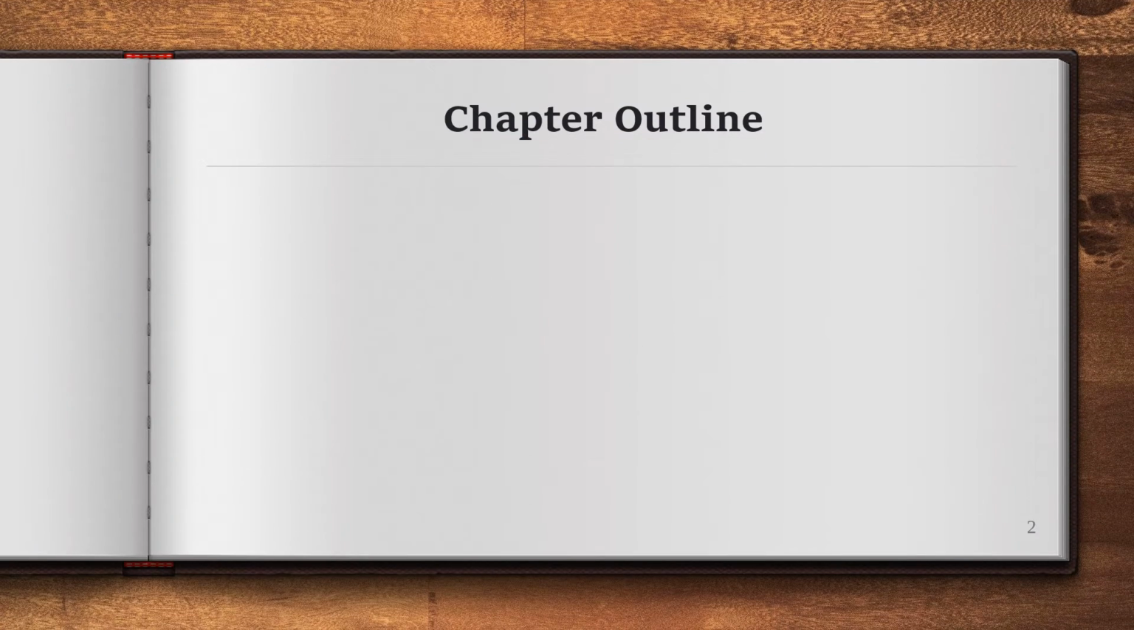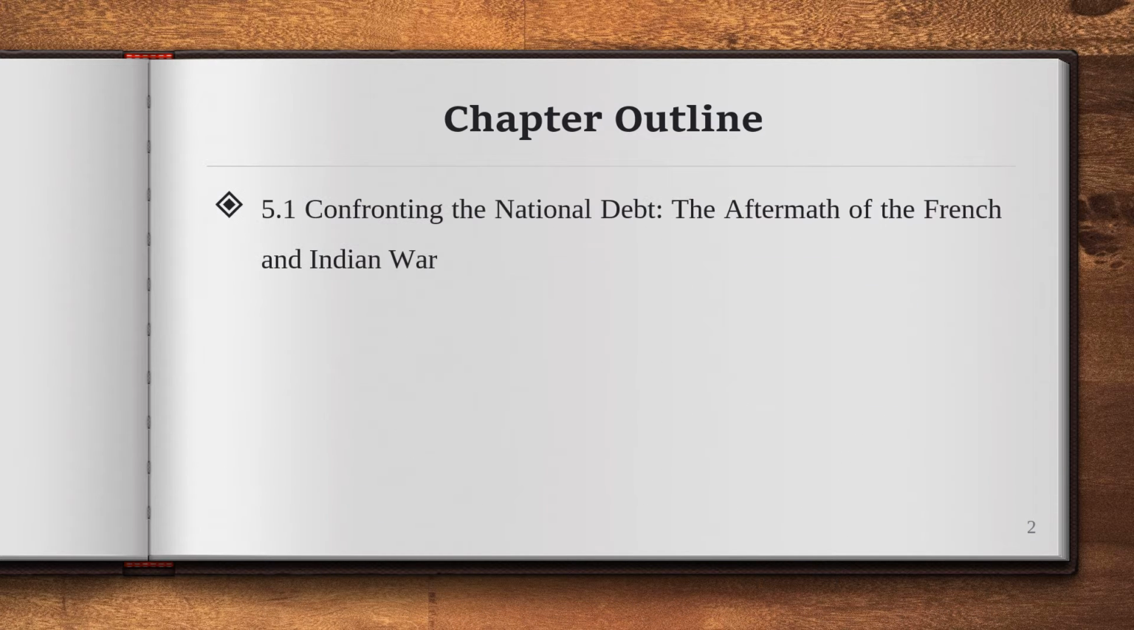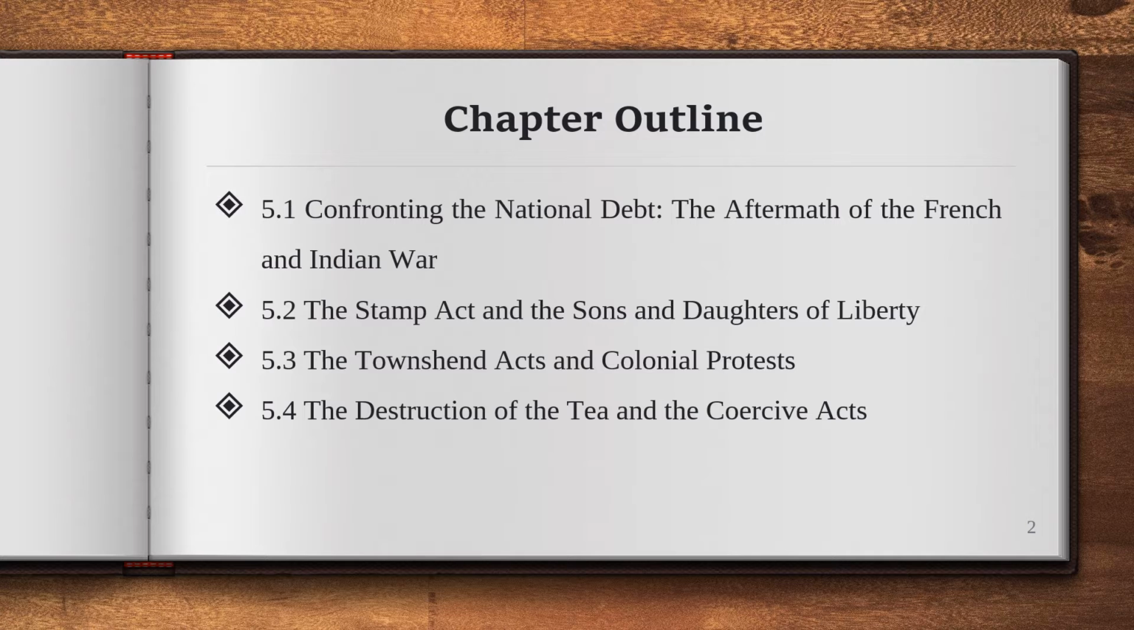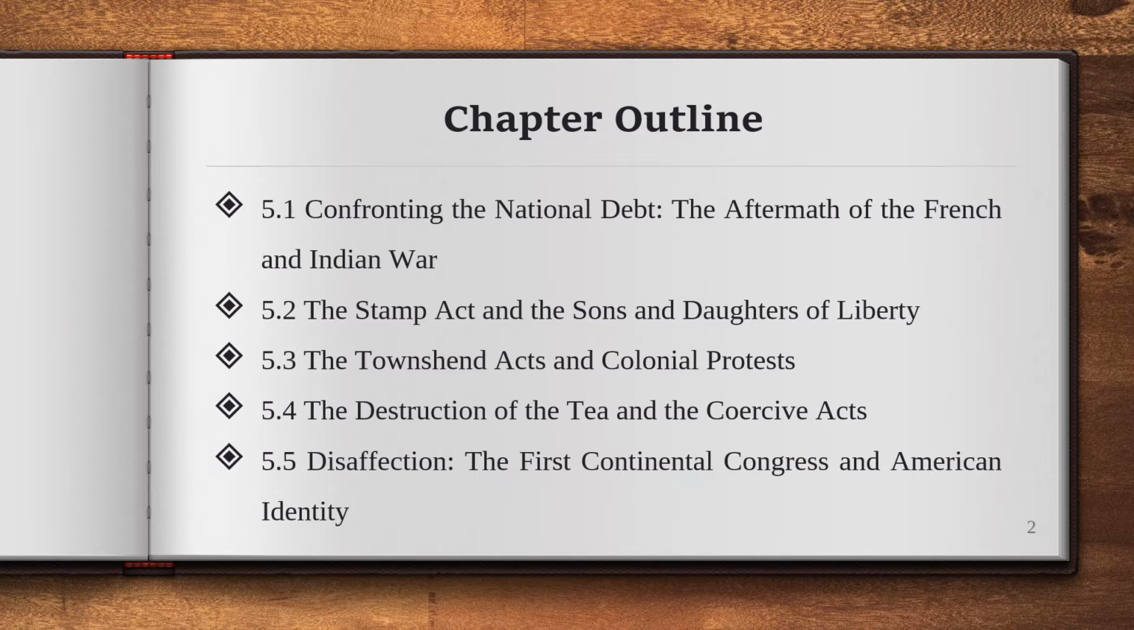In this chapter, I will be going to discuss to you 5 topics. First is confronting the national debt, the aftermath of the French and Indian War. Second is the Stamp Act and the Sons and Daughters of Liberty. Third is the Townshend Acts and Colonial Practice, followed by the destruction of the Tea and the Coercive Acts. And the last but not the least is the Disaffection, the First Continental Congress and American Identity. And each topic is composed of around 3 to 4 subtopics.